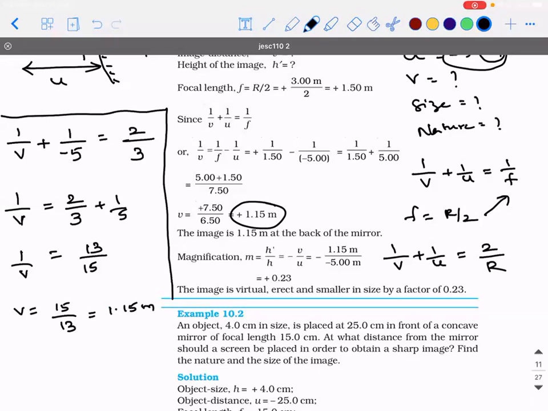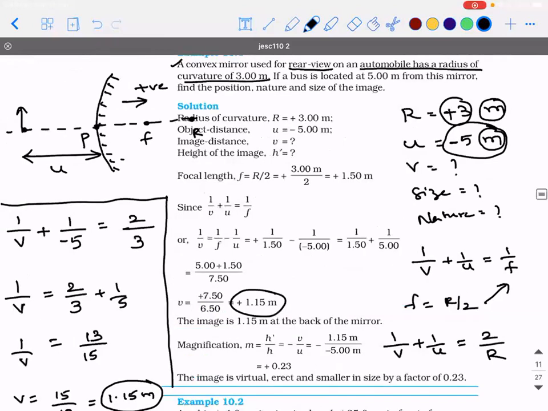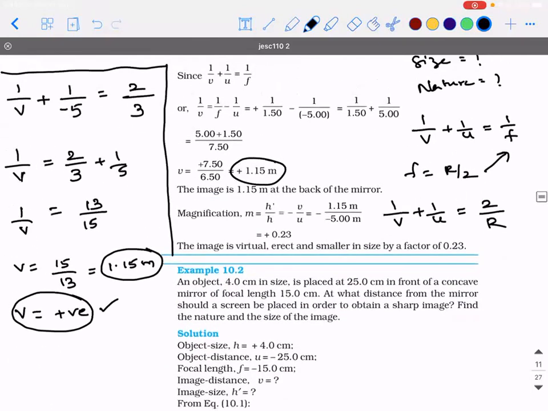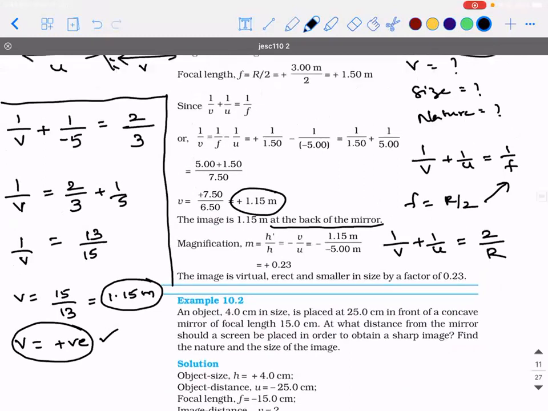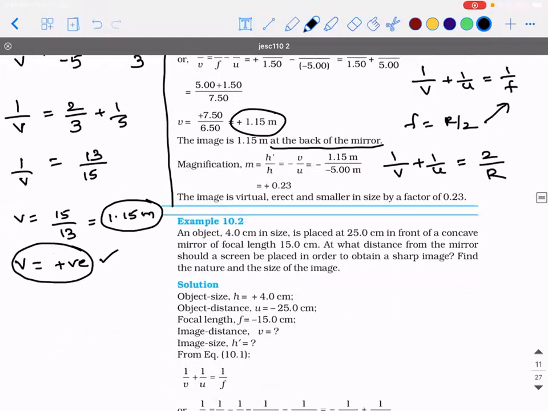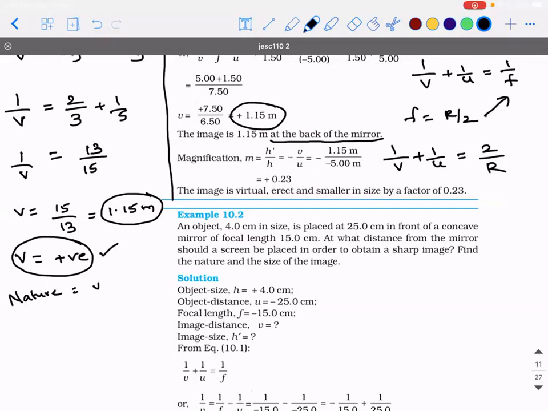Now here, you need to make an important note. What is the sign of V? V is positive. So when the value of V is positive, what do you understand? The image is formed on the other side, because the image is formed on the right of the mirror. So the image formed is virtual. The image is formed at the back of the mirror. Okay, that is V. What about the size? So nature also we found. It is virtual, because a positive sign of the image distance tells that the image formed is virtual.